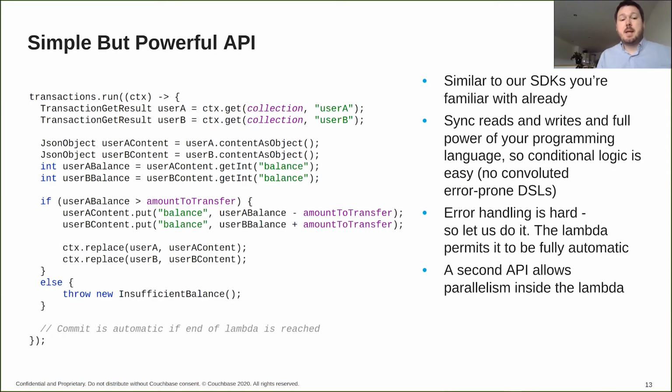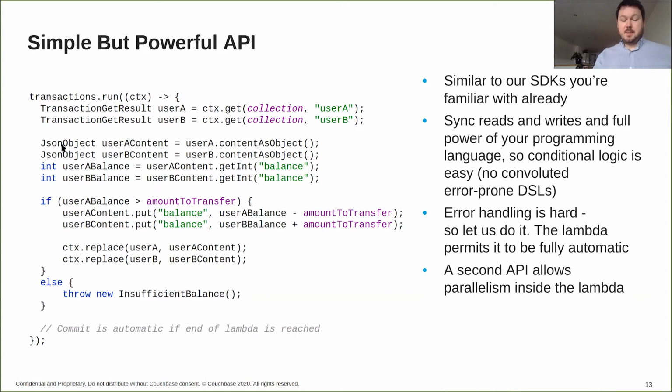Let's move on to talk about the API. I've mentioned a few times now that it allows transactions to be retried. So there were a number of goals we had with the API. An overwhelming one was to keep it simple, easy to use. So for starters, it's very similar to the existing SDKs that you're already familiar with. Instead of a get result, you get a transaction get result. Instead of collection.get, you do context.get.